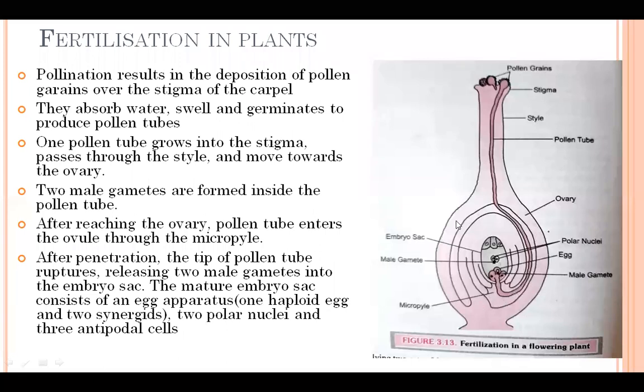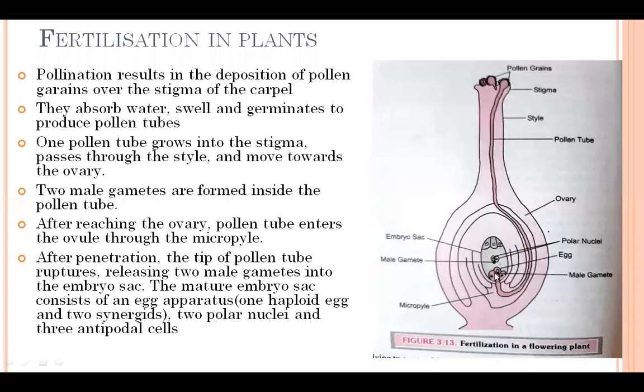The outermost part of the base of the carpel is ovary, and then inside the ovary, this part is called ovule, and the innermost part is called embryo sac. Clear? Again, I'm telling, the outer part is called ovary. Inner to that, this part is called ovule, and the innermost part of the carpel is called embryo sac. And what is there in this embryo sac? In the embryo sac, you can see there are small structures in between. What are these?